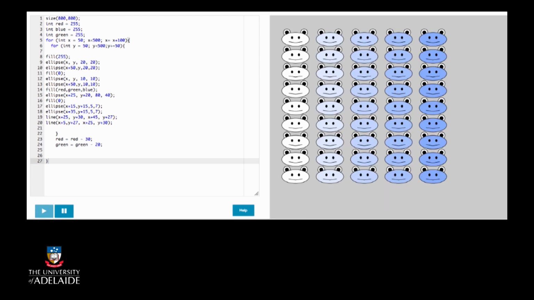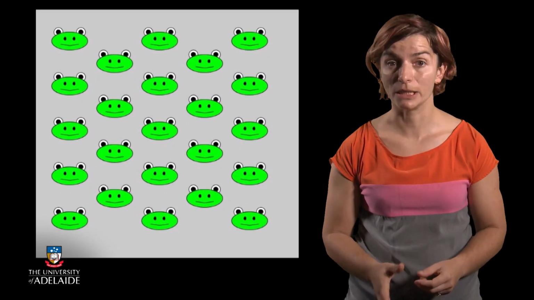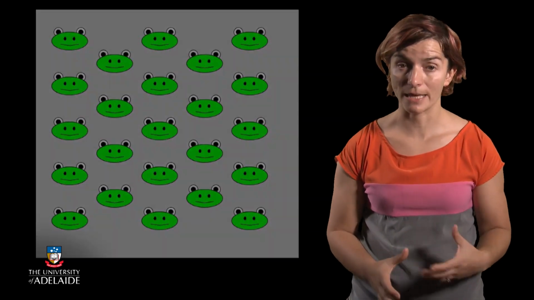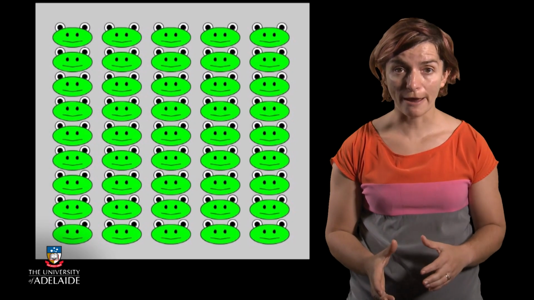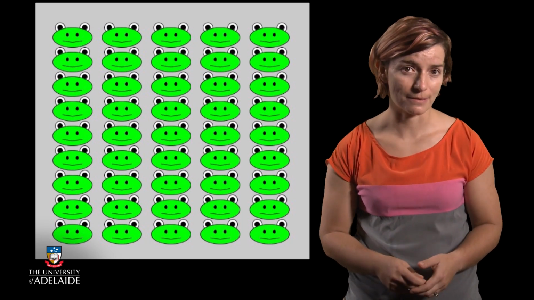Ta-da! What if we wanted to do this? Before we panic at the complexity of the code needed to do this, a good trick to remember is that this image is actually a grid of frogs where every other second frog is not drawn, like this.